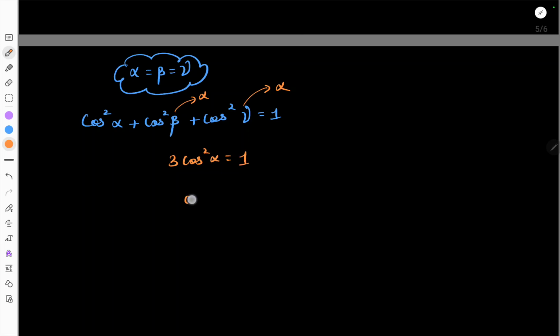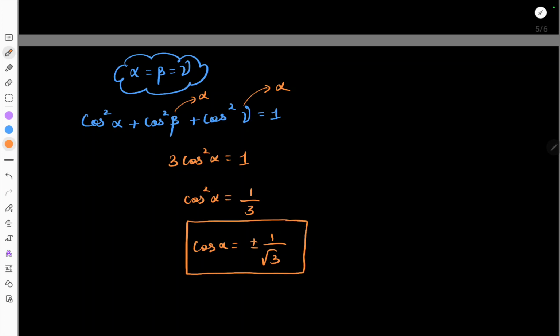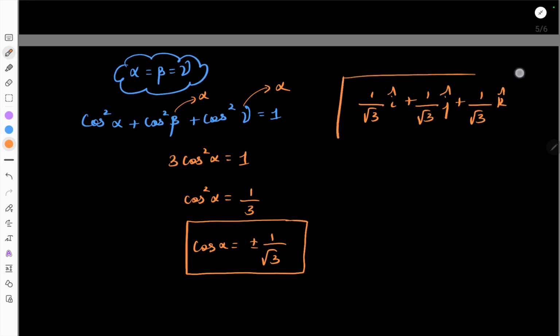So which means from here I got cos square alpha equal to 1 by 3. Cos alpha will be equal to plus or minus 1 by root 3. So if it makes equal angles with the positive direction of x-axis, y-axis and z-axis, then it will be 1 by root 3 i cap plus 1 by root 3 j cap plus 1 by root 3 k cap. So we can have this vector, as well as the negative of this also we can have.